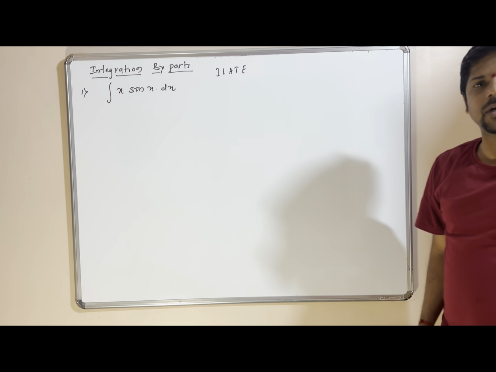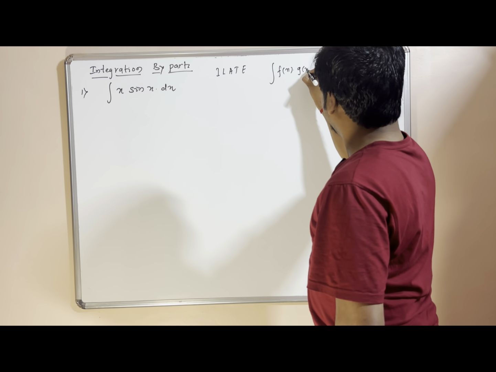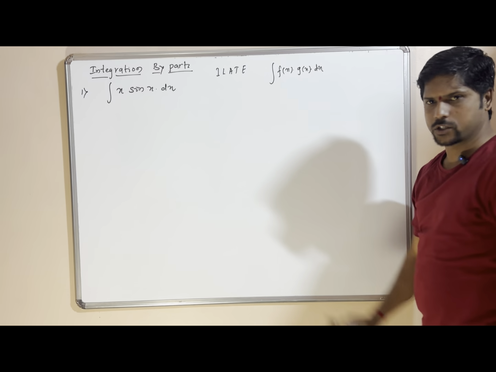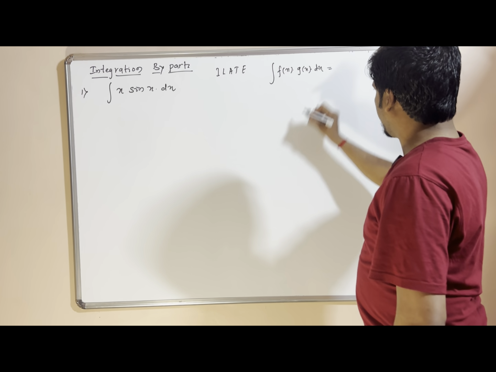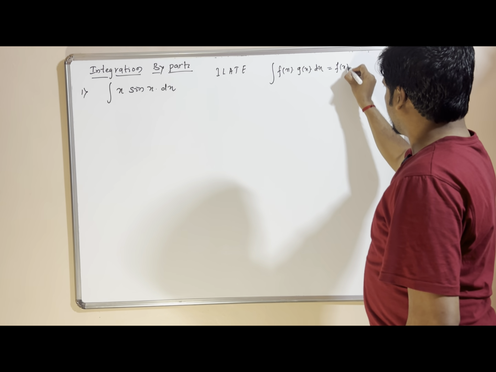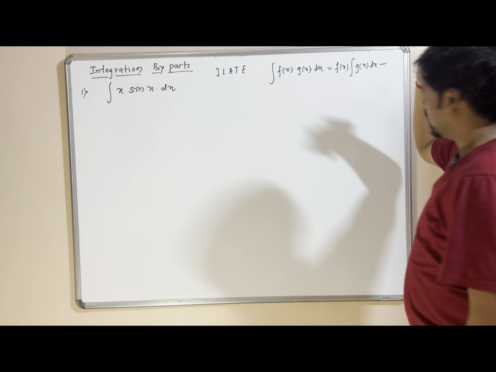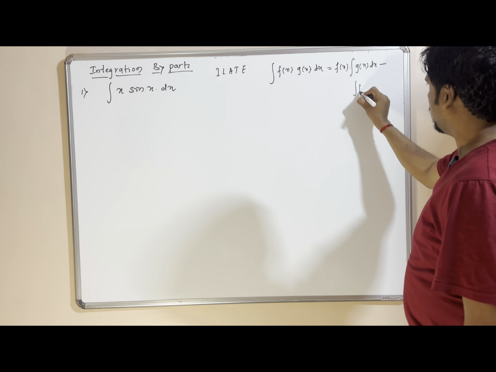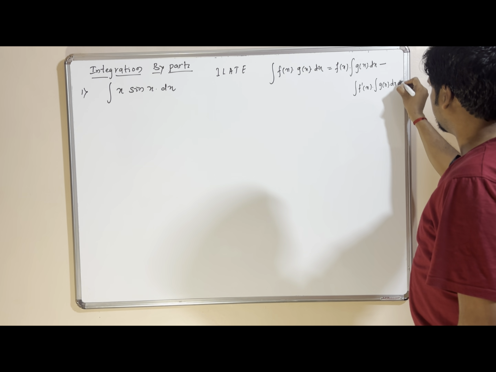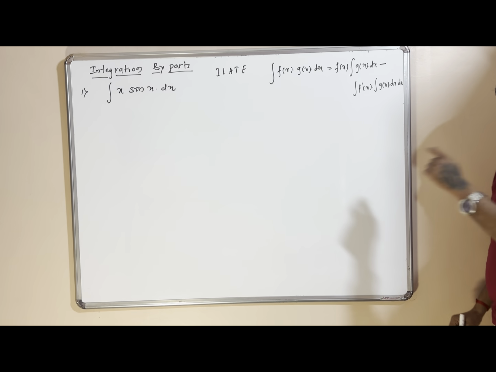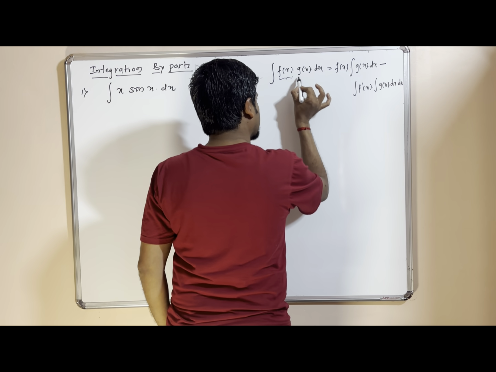So by integration by parts, there is one formula, that is integration of f of x into g of x into dx, product of two functions. If we are going to integrate a product of two functions, that time we have to apply this formula. First keep it f of x into integration of g of x into dx, minus integration of f dash of x into integration of g of x into dx.